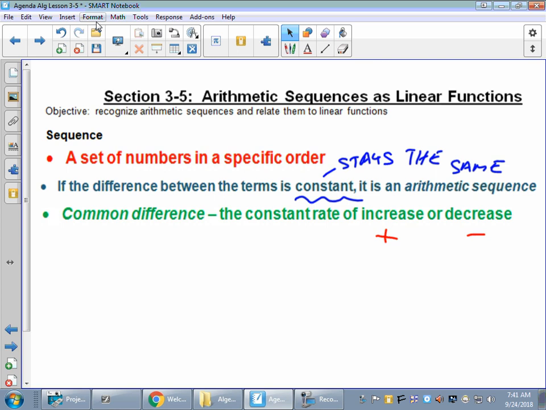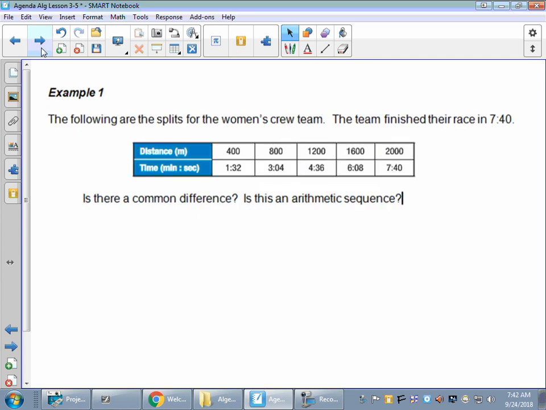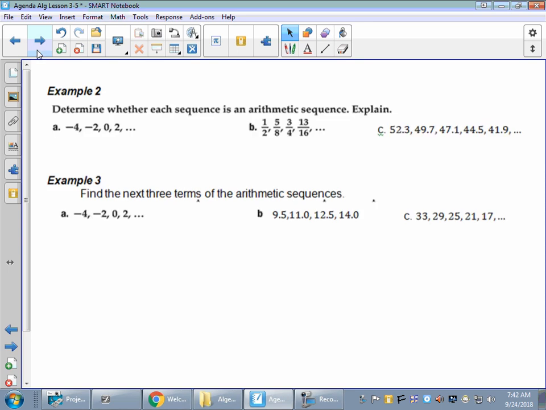If it's multiplication or division here, then it's a different type of sequence, which we call a geometric sequence, which you'll learn about probably in geometry. But arithmetic is add or subtract. So that's what we're going to be dealing with today. Okay, so let's jump in. Let's skip this one here and get with the table and just skip right into some regular examples.